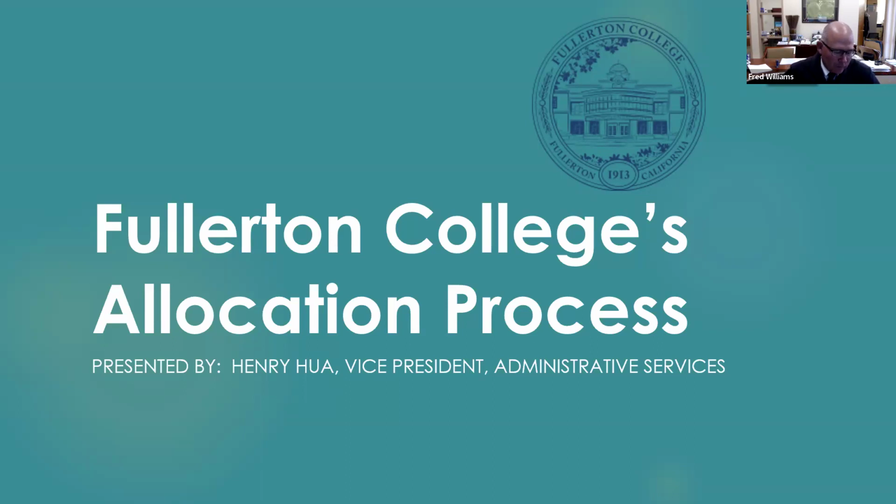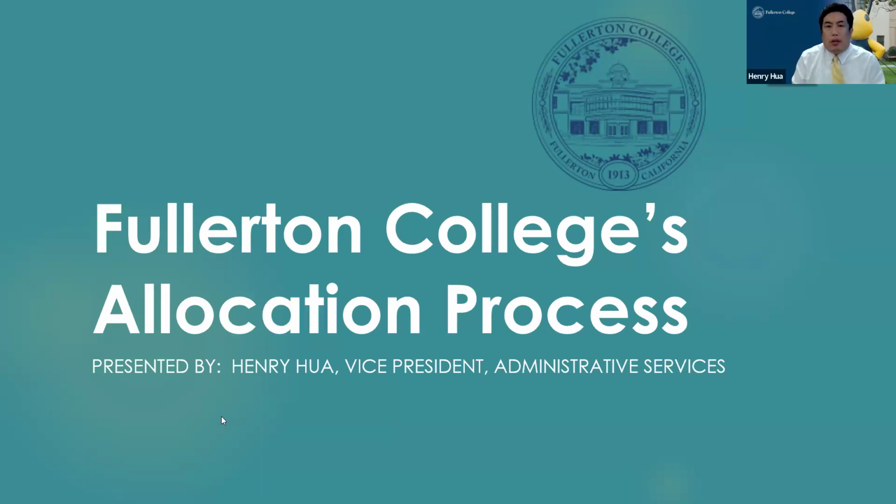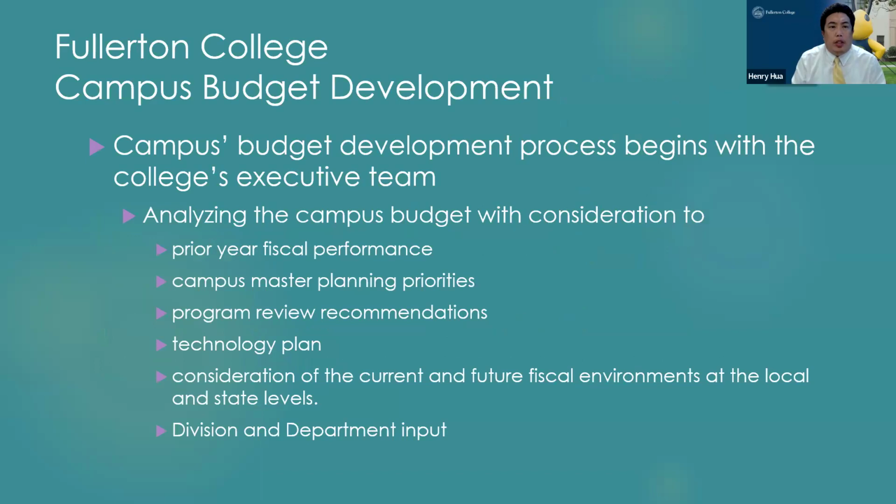So now we're going to turn it over to Henry Waugh, our Fullerton College Vice President of Administrative Services, to quickly go through Fullerton College's allocation process. Yeah, thank you, Fred and Cashew. So looking at our budget, we take a number of different factors into account when we allocate budgets once the district finalizes the amount to be given to the campus. As you heard earlier, we don't use a zero-based budget model. We use a roll budget, and then we make adjustments, right?